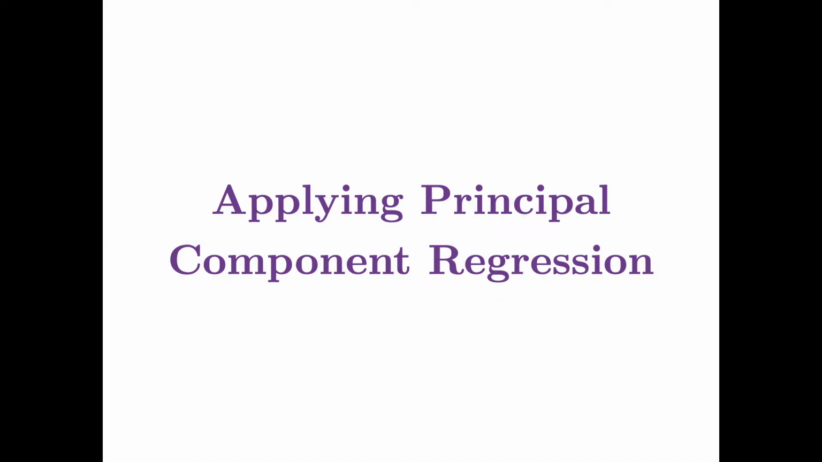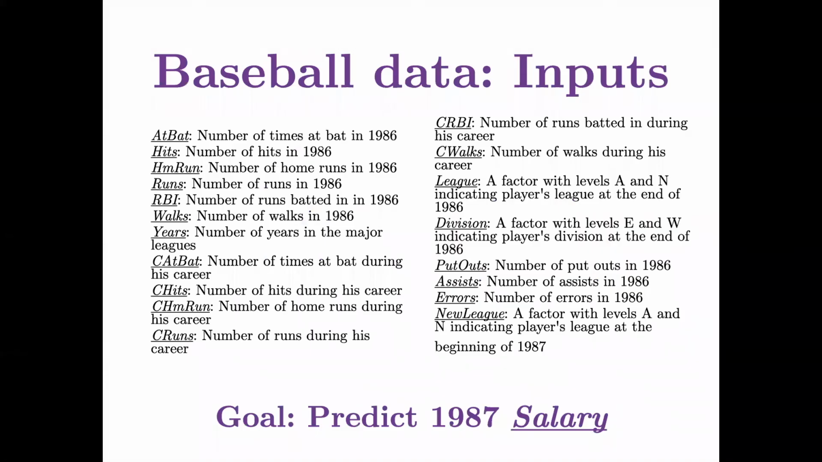Let's get into SAS BaseballSalary and apply the technique of principal component regression. To do this, we're going to use some data from baseball. It's from 1987, and we have a number of attributes about each player, being the number of at-bats, number of hits, home runs. We also have career information, so career at-bats, career hits, career home runs. Some information about defense, putouts, assists, errors. The goal for this data is to predict their salary. I'm sorry, so the data is from 1986 and we're trying to predict the 87 salary.